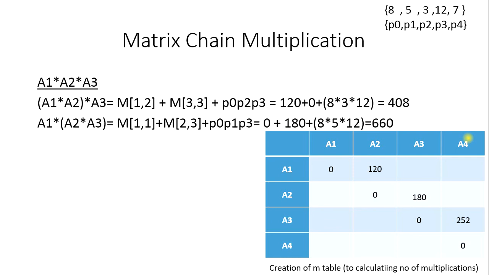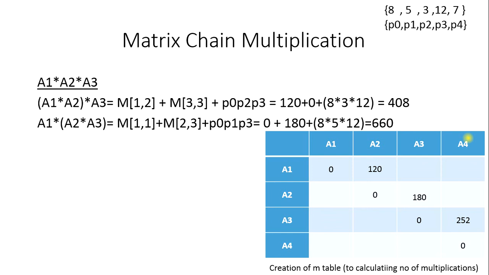We take it from the table, M2,3, which is 180. Again P0, P1 and P3. So the dimension of A1 is 8 by 5, and when we multiply A2 and A3, it is 5 by 3 multiplied by 3 by 12. So the resultant would be 5 by 12. So 8 is P0, 5 is P1 and 12 is P3. 8 into 5 into 12, that is 660.